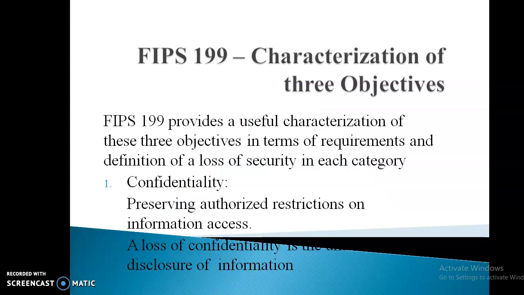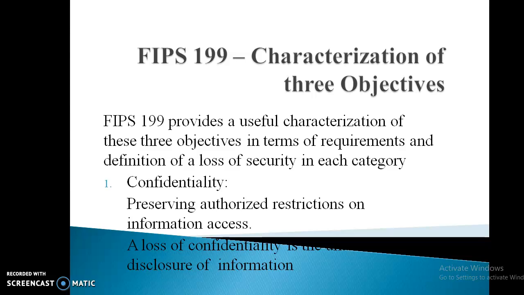FIPS 199 characterization of three objectives. FIPS means Federal Information Processing Standards. This standard provides security categorization of Federal Information and Information Systems.